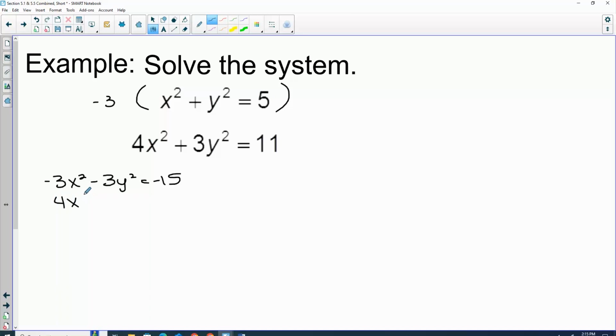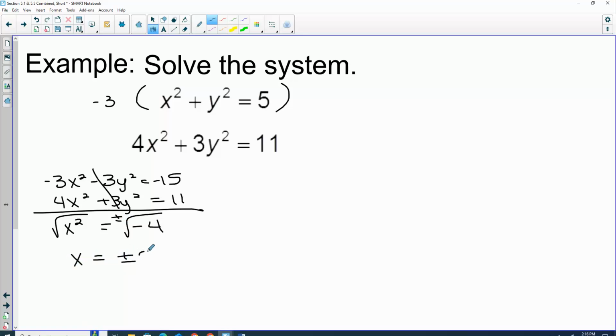Didn't change the second one. When I add negative 3x squared plus 4x squared, the y squareds cancel, equal negative 4. Right, now what? With that plus and minus, what's the square root of negative 4? 2i. Plus or minus 2i.